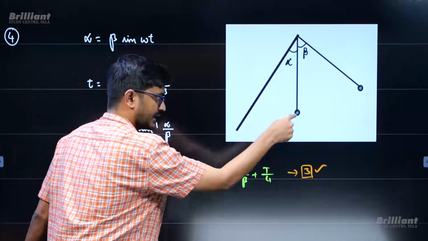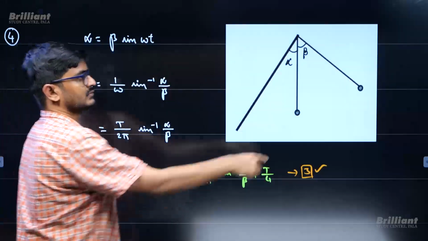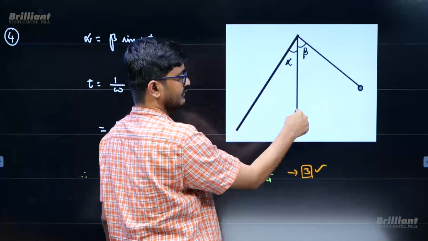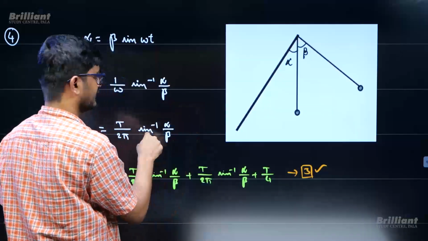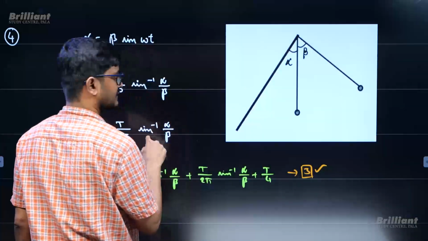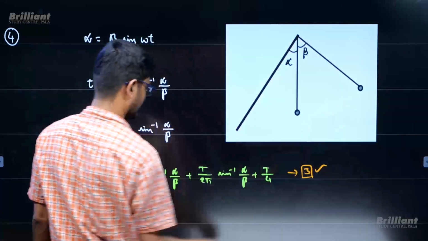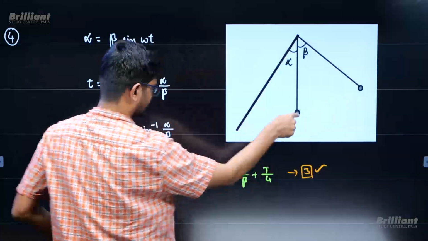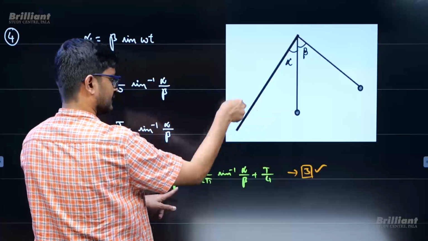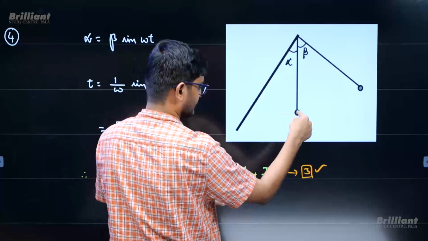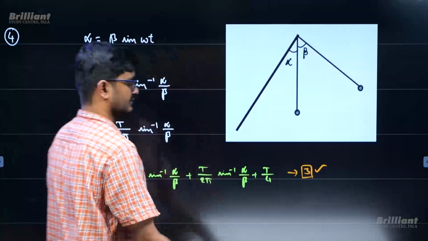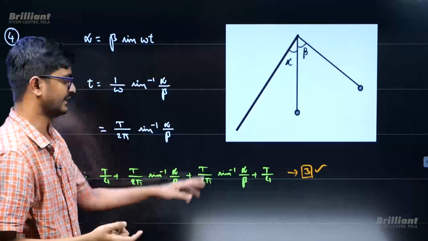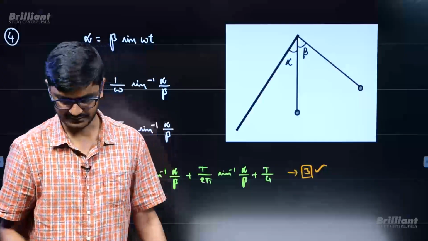Now from here to here again it's the same time. So if I go, this is T/4. From here to here it is this much, from here to here again this much, from here to here T/4. That you can see, right? So this is the required answer, where T is 2π√(L/g).